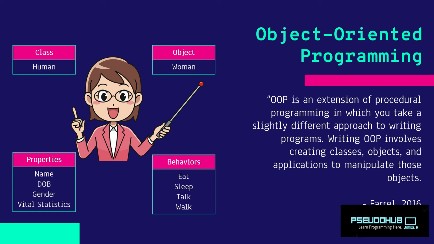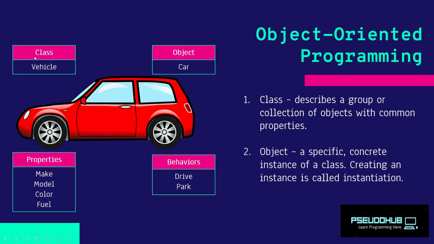For example, pag maingon ta og someone with a name, someone with a date of birth, someone with a gender, and at the same time, someone who can eat, sleep, talk, and walk, that's basically a human. Therefore, we can classify woman as a human. Okay? So that's the concept of object-oriented programming. Okay, so like I've mentioned, it focuses on class, objects, and of course, properties and behaviors. So let's define them one by one.